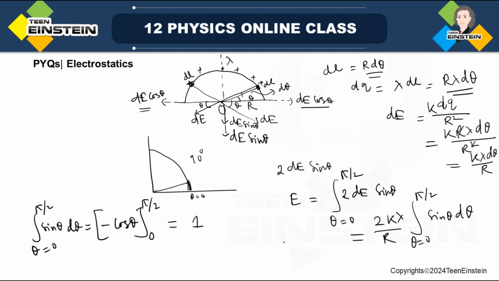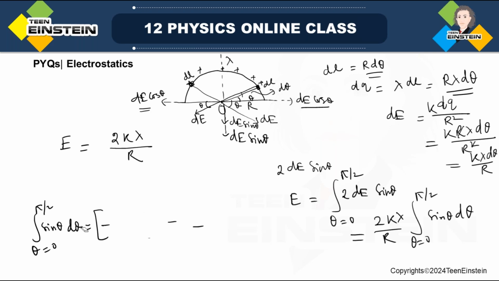So finally, after integrating, what we are getting as the electric field, I'll write, we are getting 2kλ divided by R, isn't it? This is what we are getting for the semicircular arc.